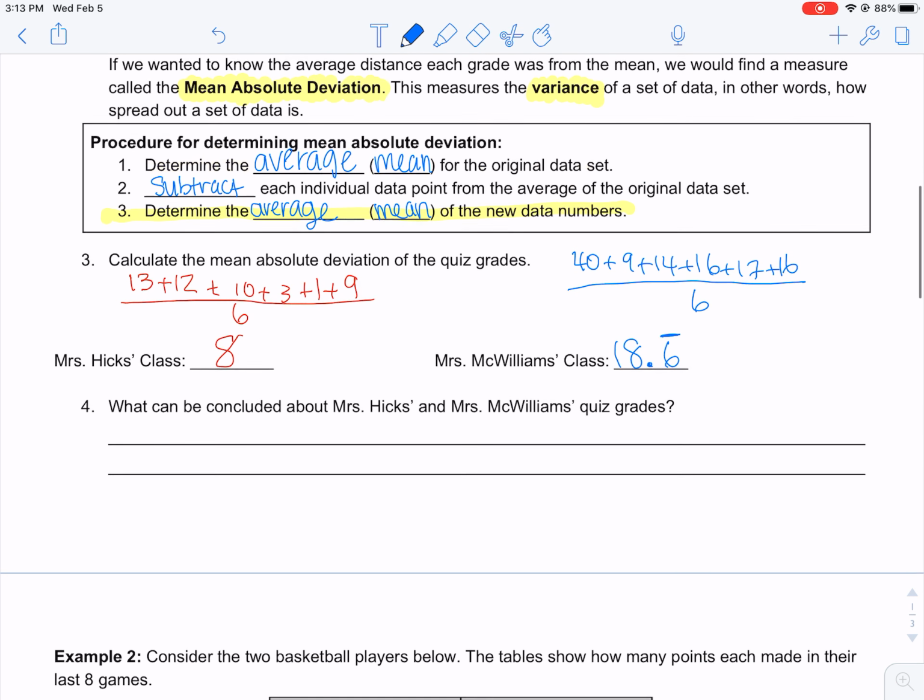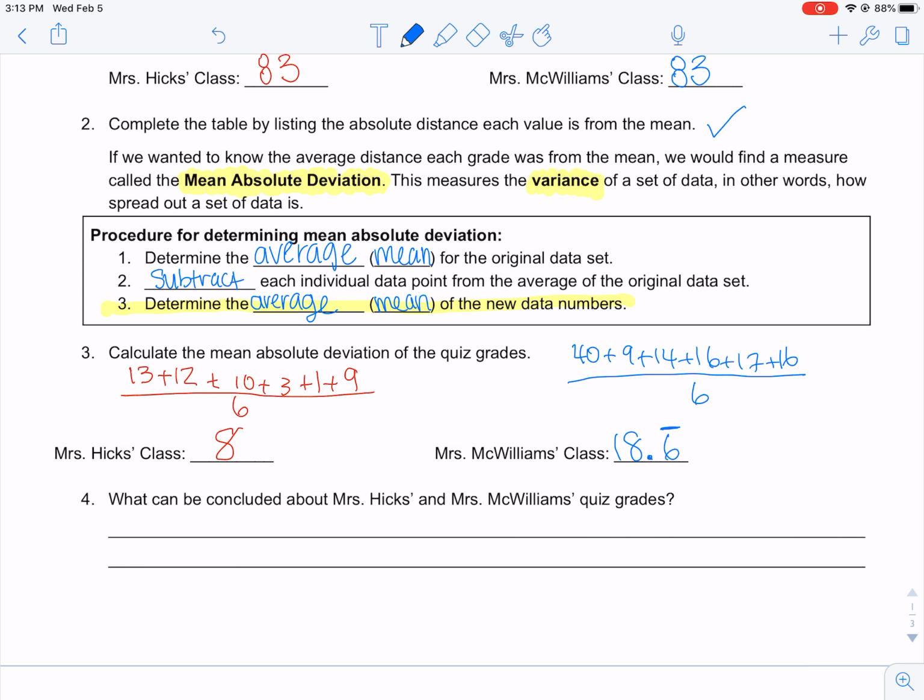So now, what can we say about these mean absolute deviations that we just got for Mrs. Hicks and Mrs. McWilliams' class? Although their mean was the same, we got different mean absolute deviations. Let's think about what mean absolute deviation means. It's the variance of a set of data, in other words, how spread out the set of data is. So what conclusion can we make? Number 4. What can we conclude about the two scores and the mean absolute deviations?